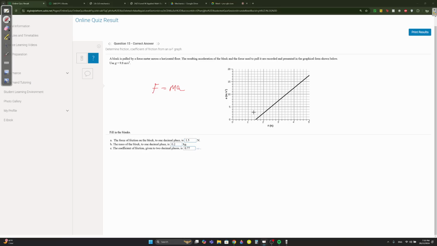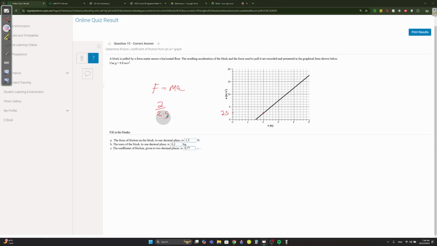I can't find a good point. Let's try maybe this one at 2. Okay, 2. The force is 2. I'll say the acceleration would be 2.5. What's the mass going to be equal to? Force divided by acceleration. So 4 is 2 divided by 2.5. I did something wrong, definitely.